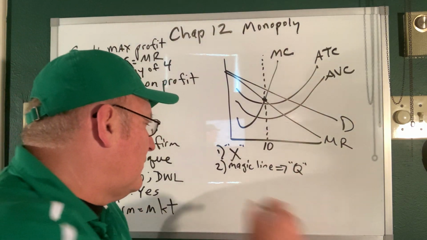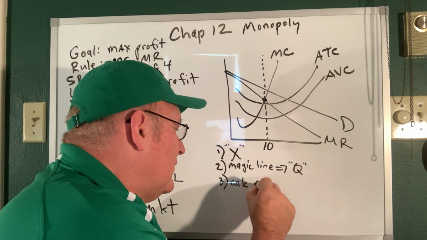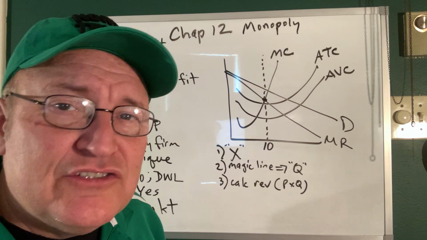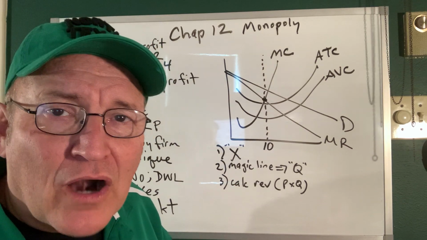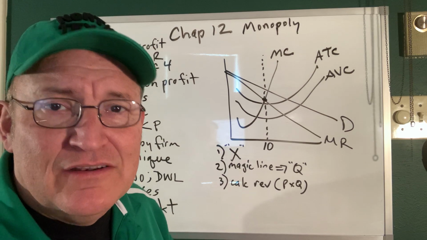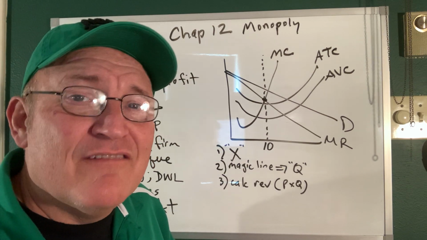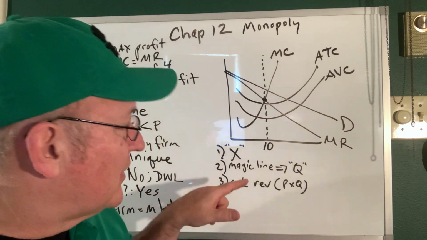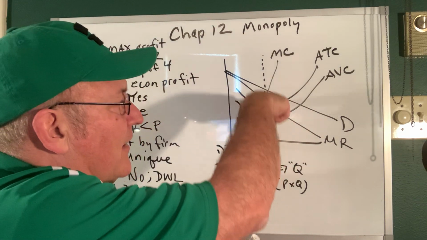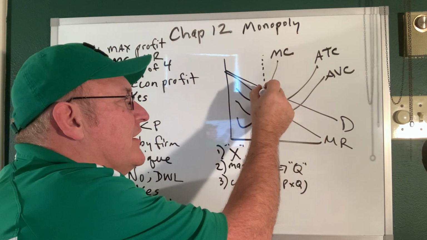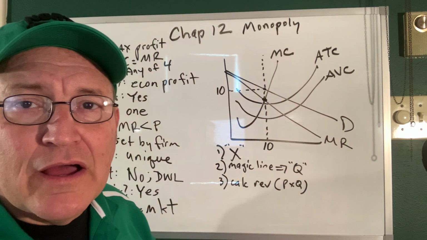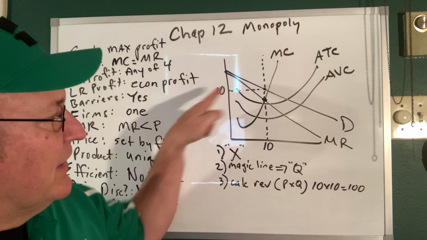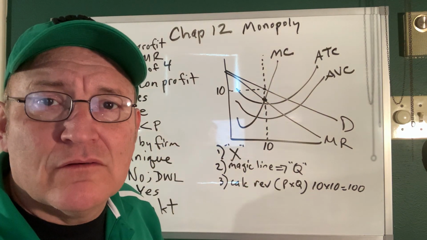All right, step three is to calculate revenue, and you do that by getting your price. Remember what I said earlier in this video: price comes off the demand curve. Demand is the willingness and ability of buyers to purchase goods and services. So the agreed upon price is going to come off of the demand curve. Where does this magic line intersect the demand curve? It intersects it right here. So you calculate, in this case, 10 times 10 is 100, which is really just the area of that big rectangle.